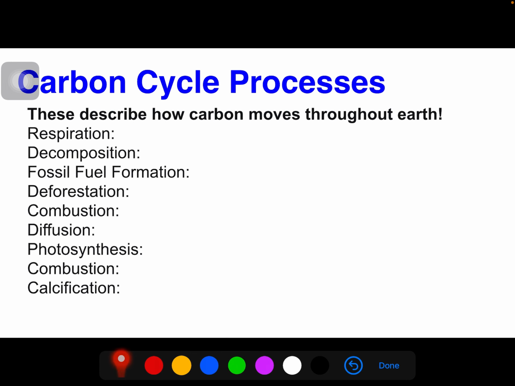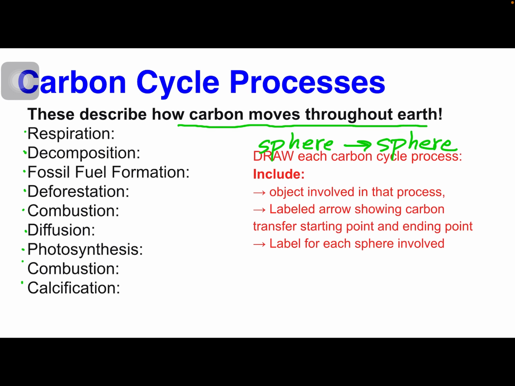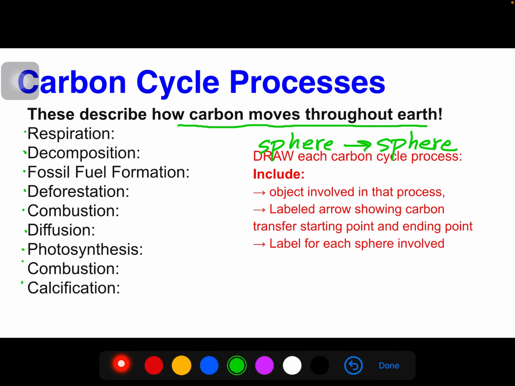So with all these processes we're going to go through, these are all words that we're going to look at and define and think about how this process moves carbon throughout the Earth. What are the spheres that it's going to and from, and also how is that happening? What has to occur to make that transfer? So we'll be defining those along with doing a diagram.